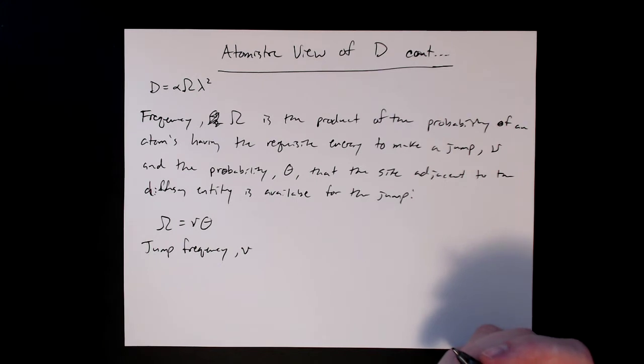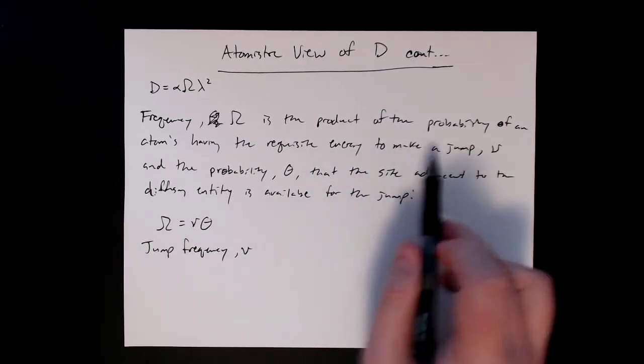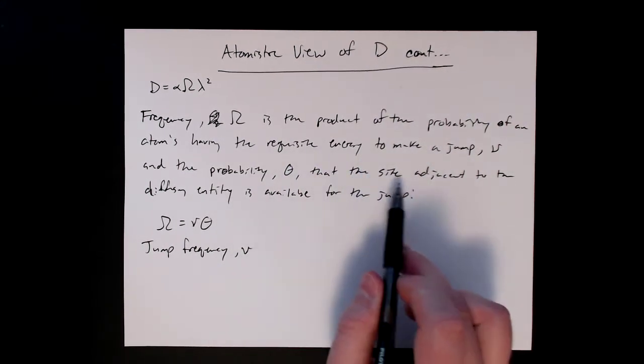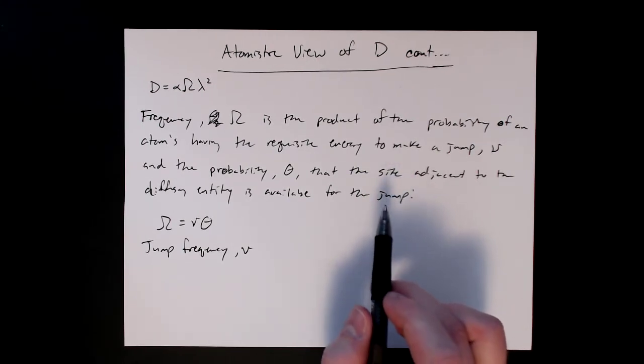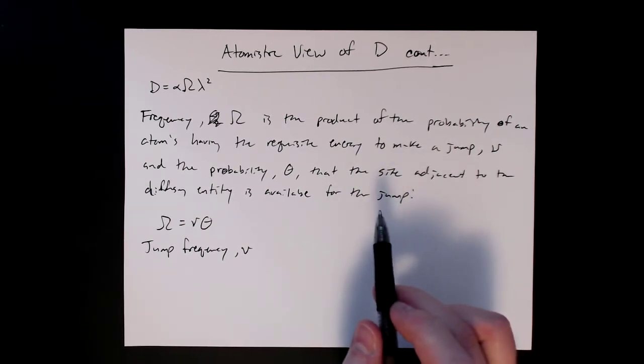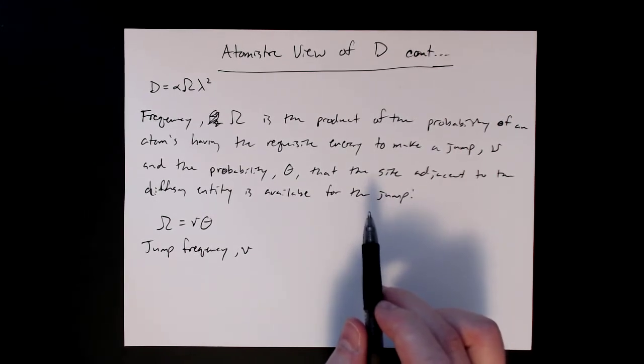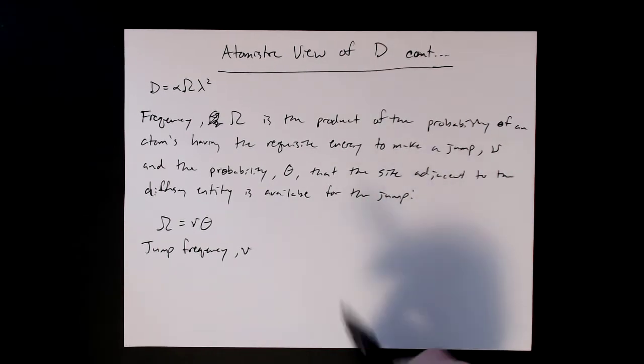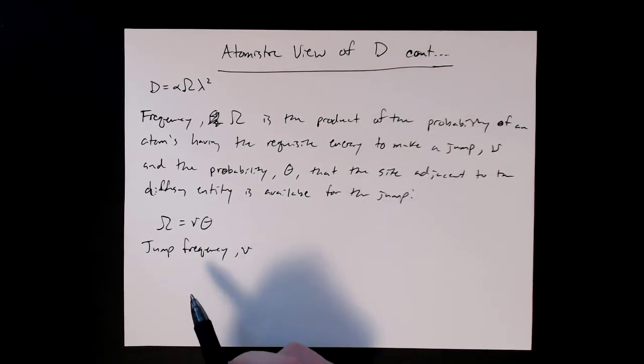So this is, again, the probability of it having the requisite energy. So basically there's two factors, right? An atom has to have the energy to make the jump, and it also has to have a space to go to make that jump. So if something's completely surrounded and there's nowhere to go, even if it has the energy, it doesn't matter, right? So this first factor involves the energy.